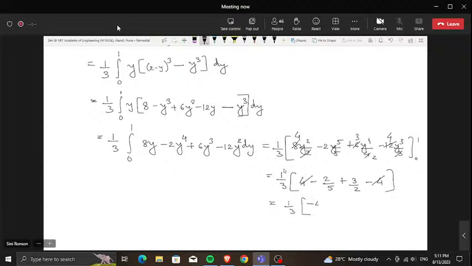19 by 30? 19, right, here the LCM is 10, so what will the numerator become? -4 plus 15. Maybe you took both as minus minus. It is 11 by 30. Yes, 11 by 30 is the answer. Okay. So I hope you understood how to take the limits and integrate it. Yes or no, students?